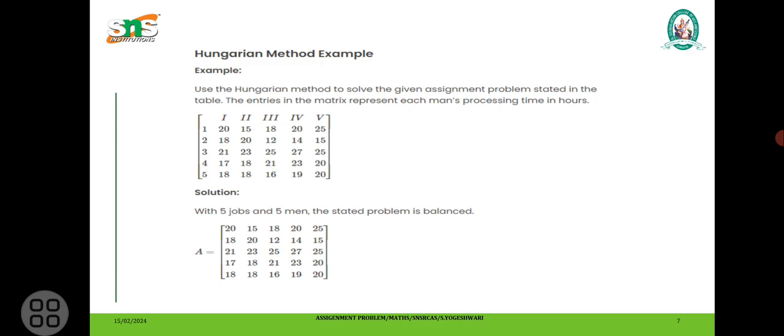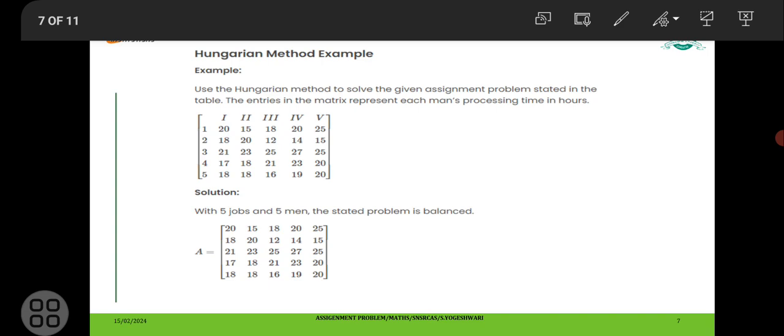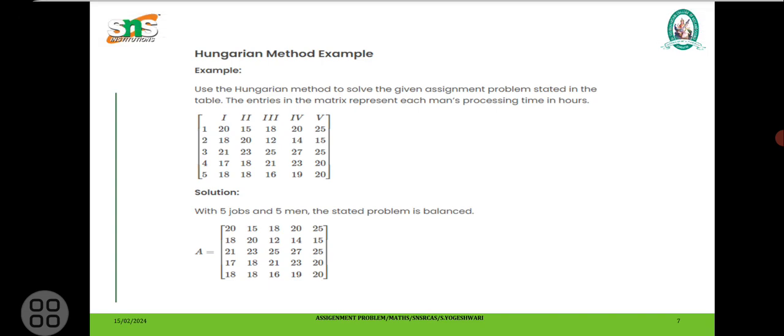For an example, use the Hungarian method to solve the given assignment problem stated in the table. The entries in the matrix represent each man's processing time in hours. So we have five jobs and five men. The problem is balanced, so it is a square matrix.